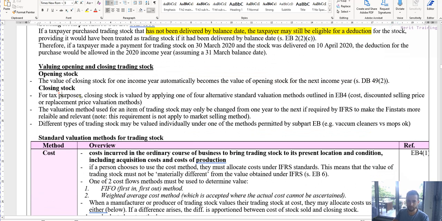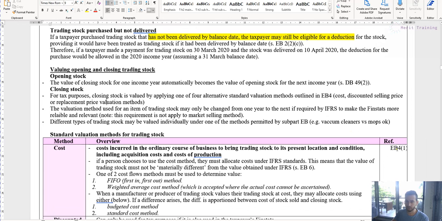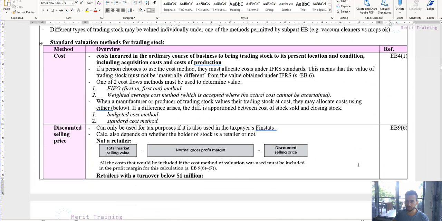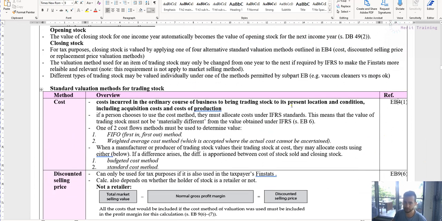So the closing stock for tax purposes is valued by applying one of the four alternative standard valuation methods outlined in EB4: either cost, discounted selling price, or replacement valuation methods. Now, this also gives the taxpayer a little bit of leeway in that they can choose what methodology they're going to use for valuing their stock. Therefore, for tax planning or tax minimization, which, if you remember from the ethics chapter, is legal because it's one of the options they're allowed to do, it's well within their right to choose the method which reduces their tax payable. That's perfectly ethical and legal.